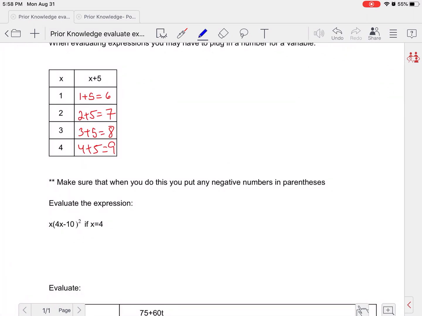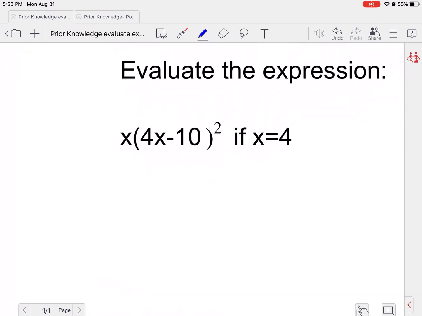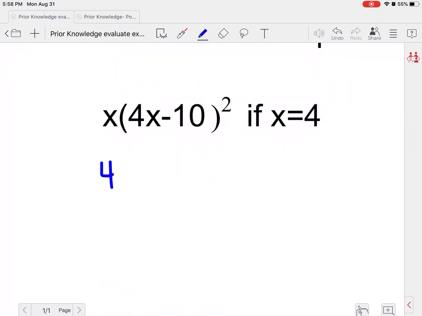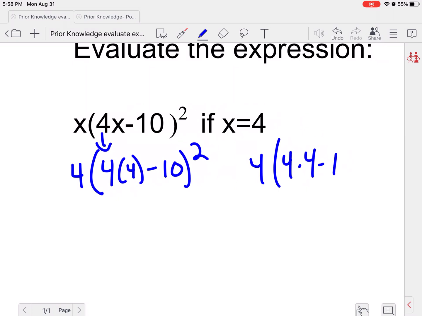Okay. Make sure if you do plug in a negative number that you do put it in parentheses, especially if there's something in front of that variable. Okay, so let's evaluate a little more complicated expression. So here I'm going to put 4 for x. This 4 is coming down here, and then I'm going to put that 4 in parentheses there. So I know I have to do my multiplication, because otherwise it might look like a 44 if I just wrote it in. Or you could have written it as 4 parentheses 4 times 4 minus 10 squared. Either would be acceptable.